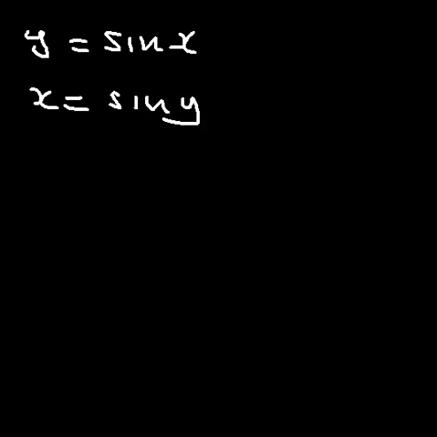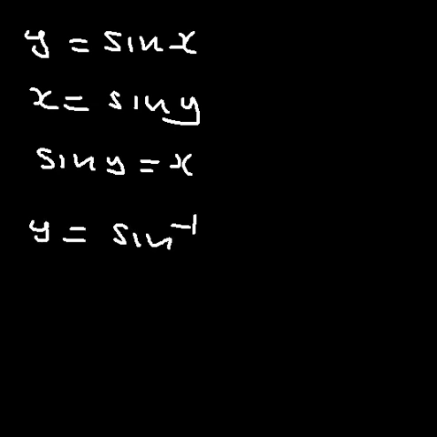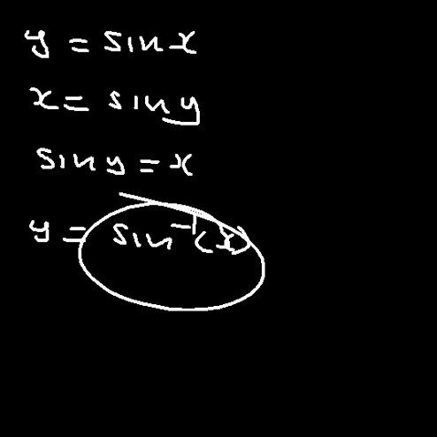We have, let's say, y is equal to sine x. So what is the inverse of this function? Now the principle remains the same. We have to interchange. We'll have x is equal to sine y, and at the same time make y the subject, in the sense that this is the same as sine y is equal to x. So in this case we'll have y is equal to sine inverse of x, and this is true for all trigonometric functions.